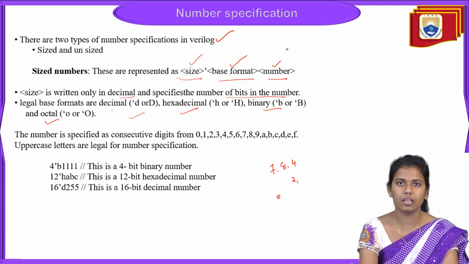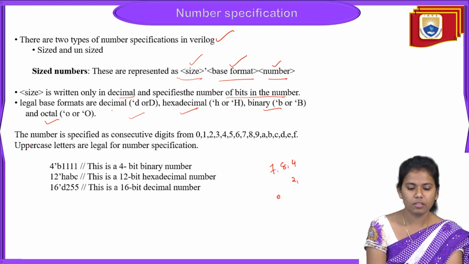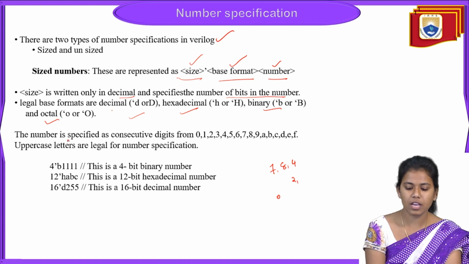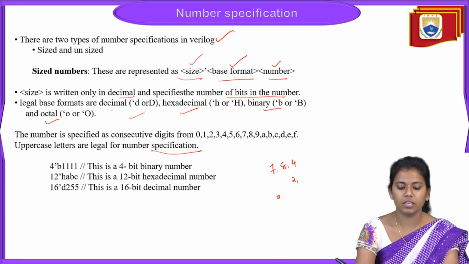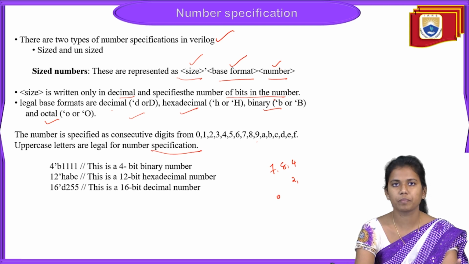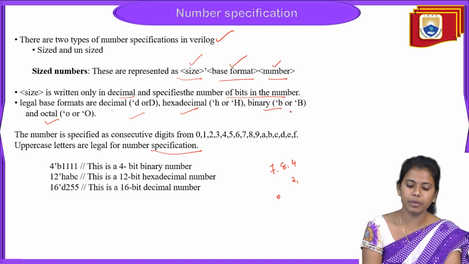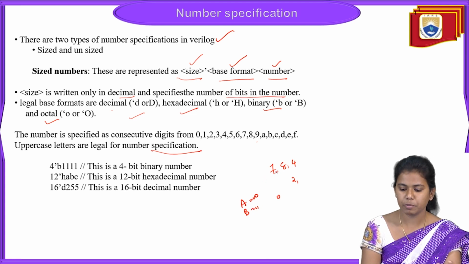And finally the number. Next, coming to this next point, the number is specified as consecutive digits from 0 to 9, A, B, C, D, E, F. Uppercase letters are legal for number specification. So the number can be represented in the consecutive digital forms from 0 to 9, and also the uppercase letters are legal for number specification, that is A is equal to 10, B is equal to 11, like that.